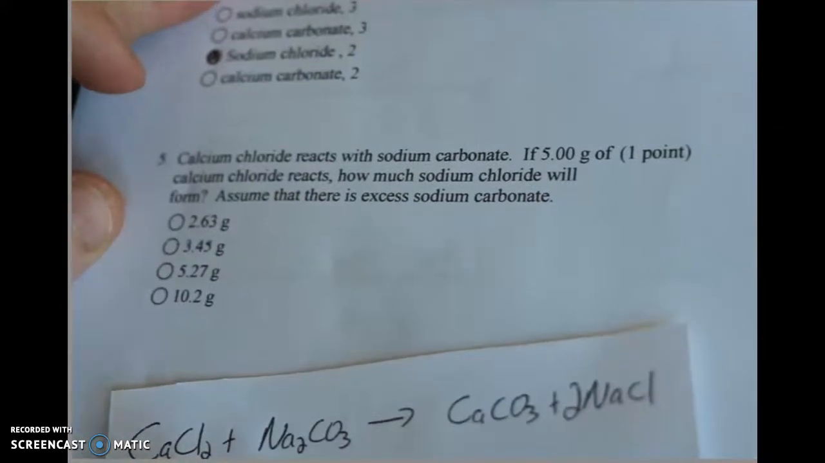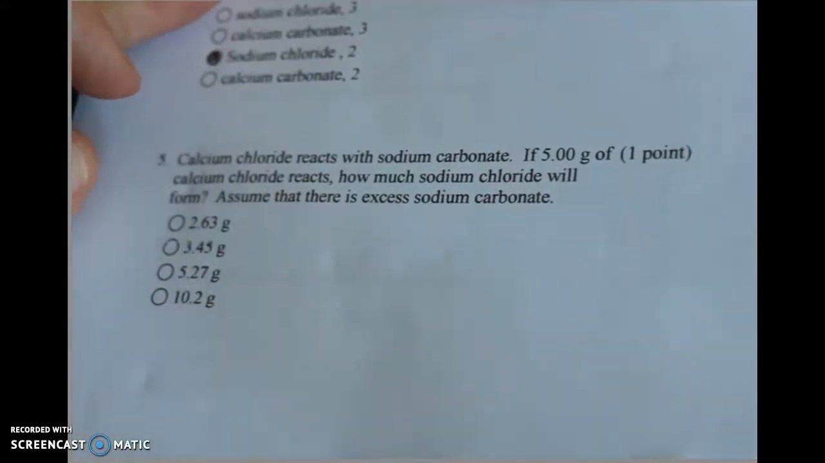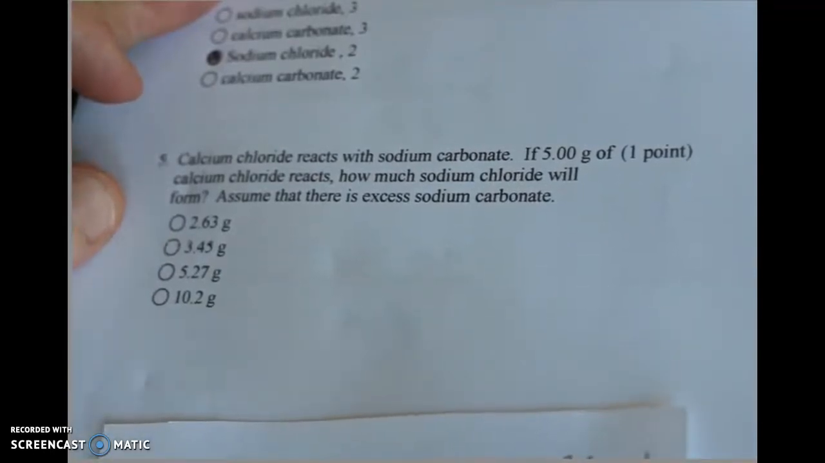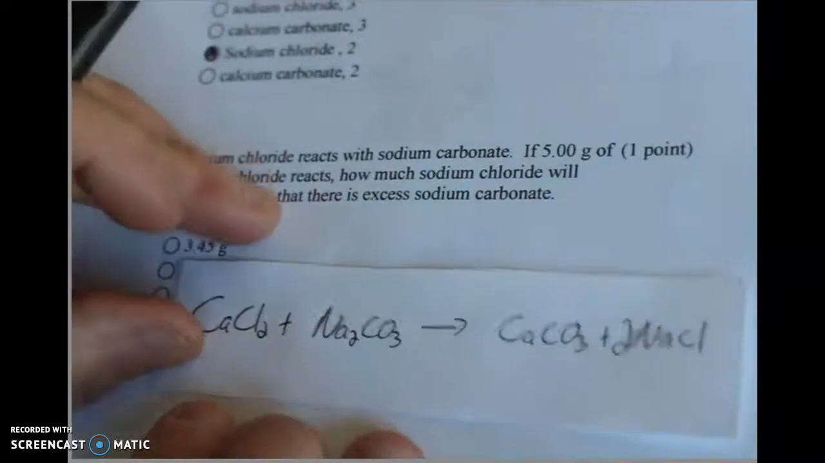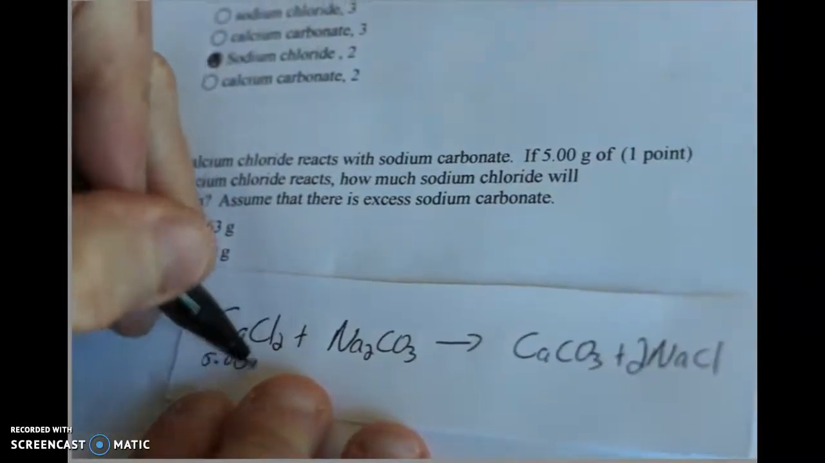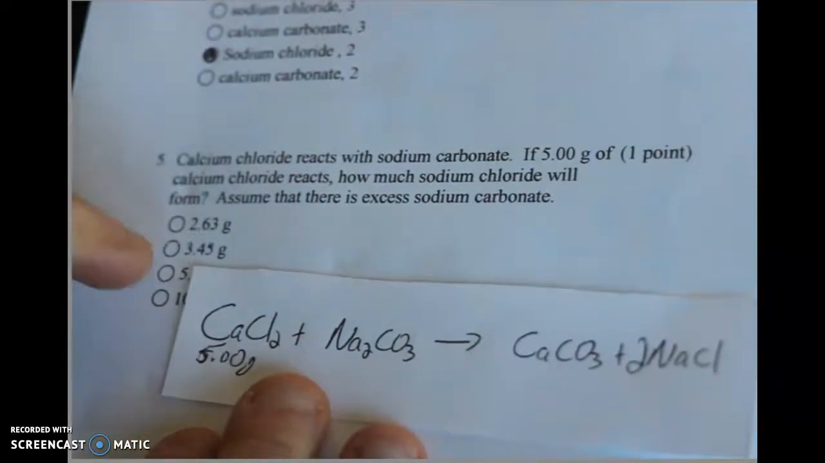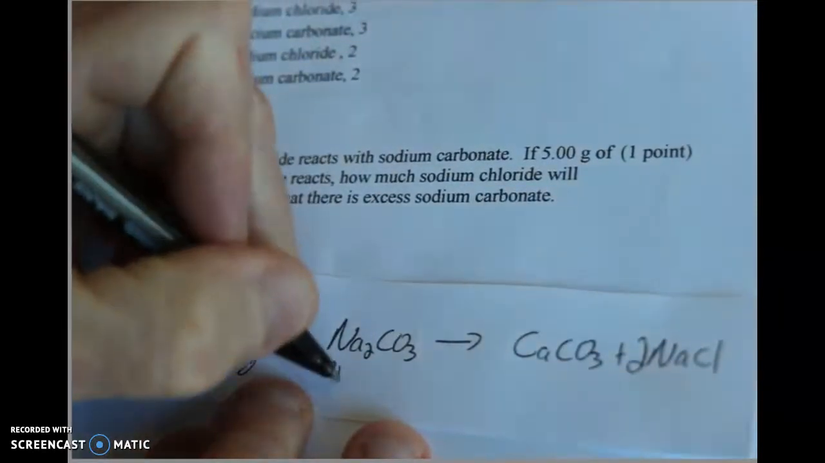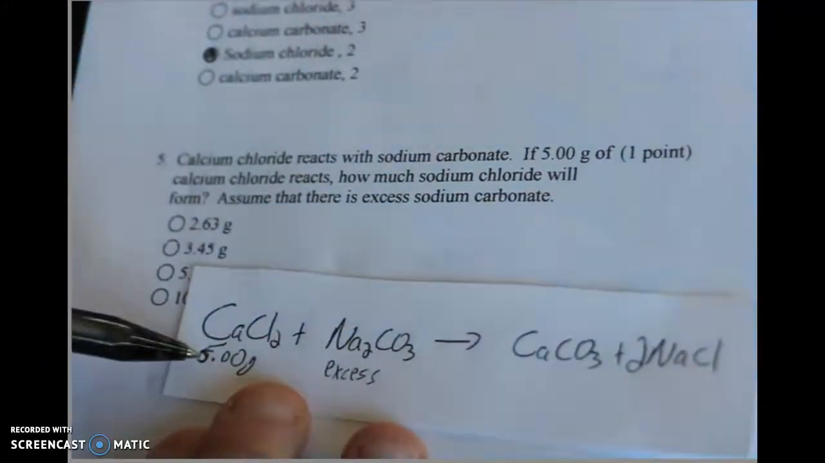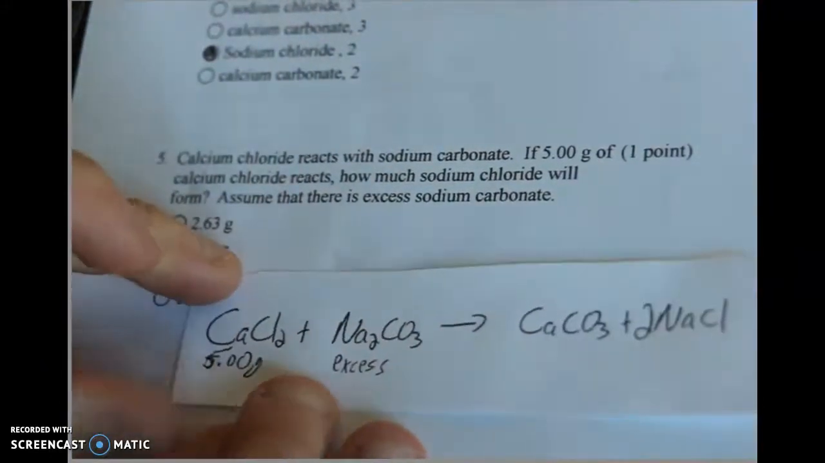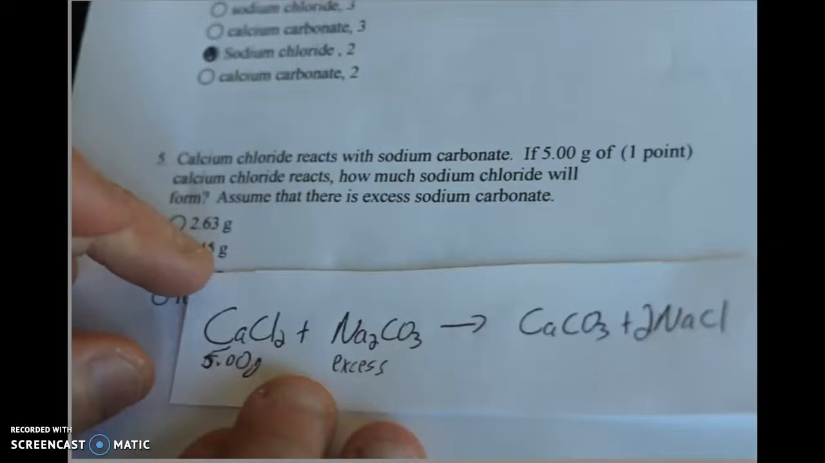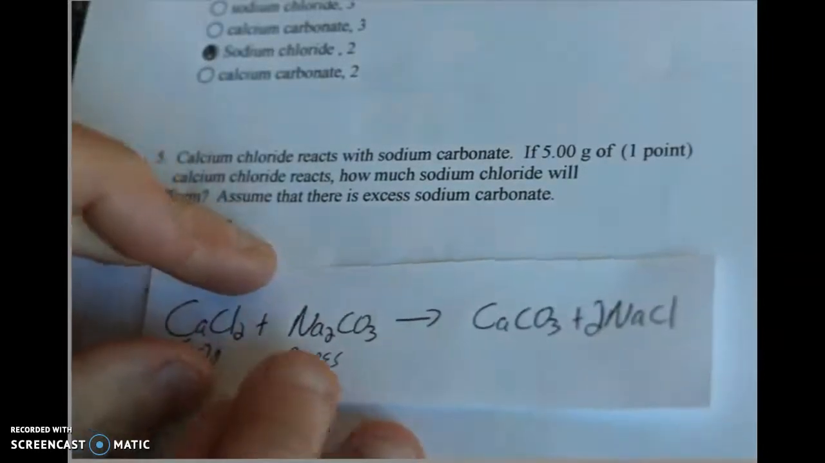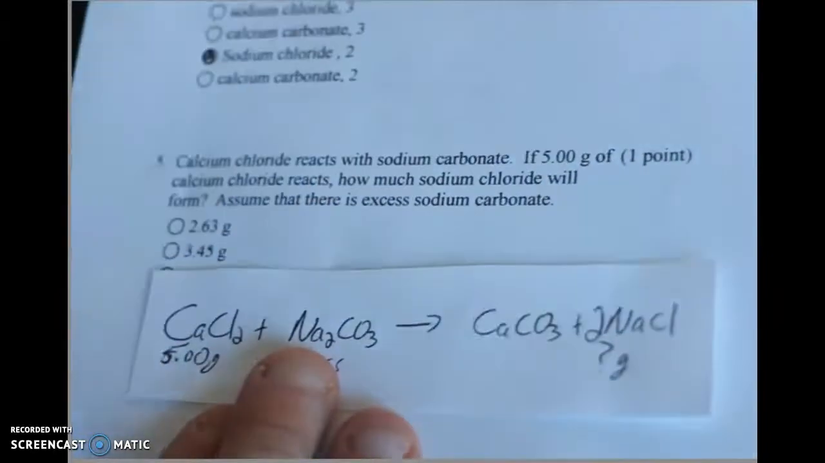Now this is saying calcium chloride reacts with sodium carbonate. 5.00 grams of calcium chloride reacts. How much sodium chloride will form? Assume there's excess sodium carbonate. So what it's saying is we're starting off with 5 grams of that calcium chloride. We have excess sodium carbonate. So the 5 grams of calcium chloride is going to be the amount that dictates how much of each product we're going to get. And they specifically want to know how much sodium chloride. So we're going to figure out grams of sodium chloride.